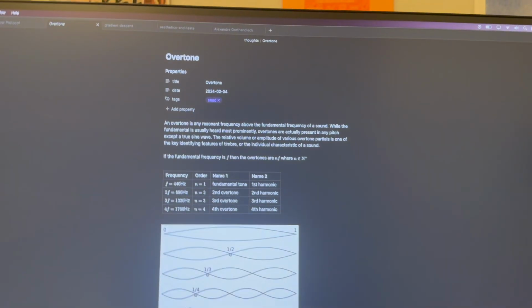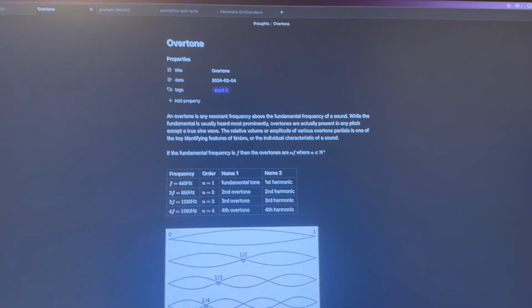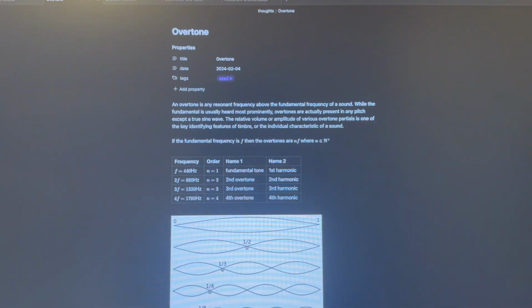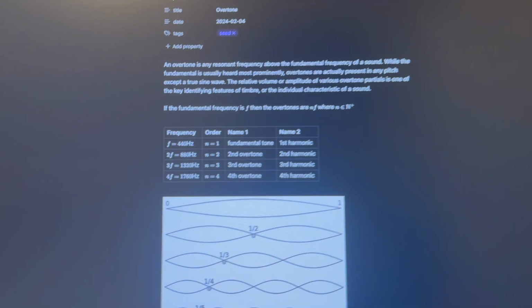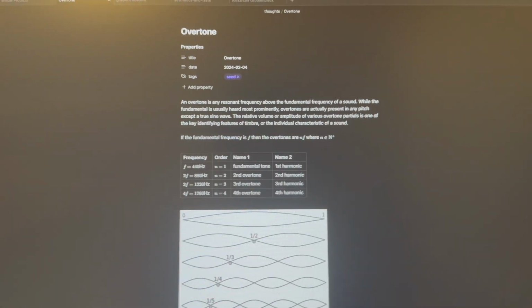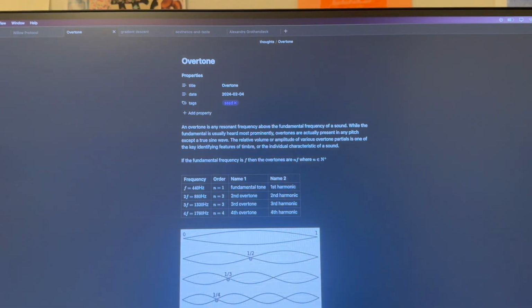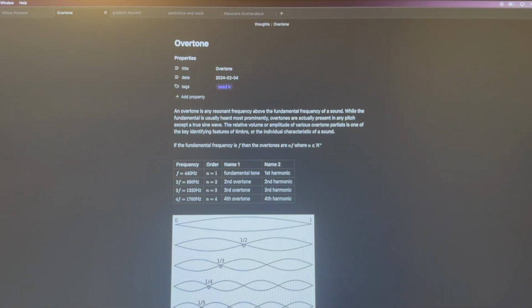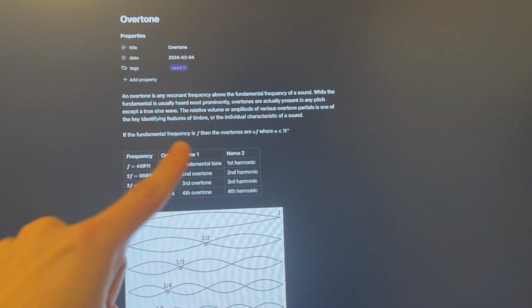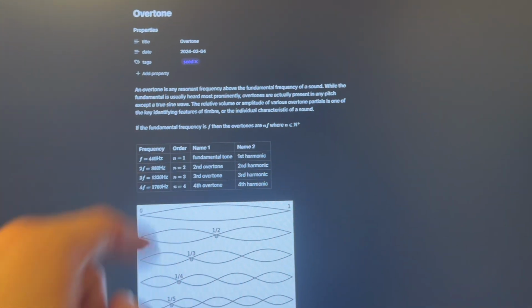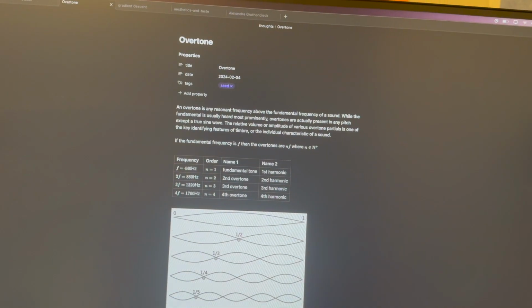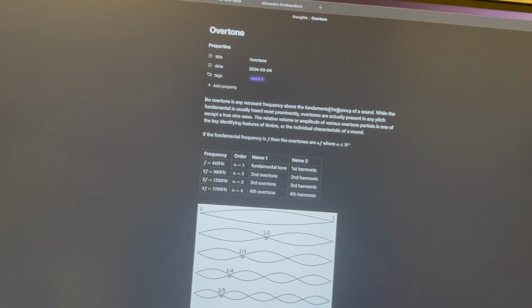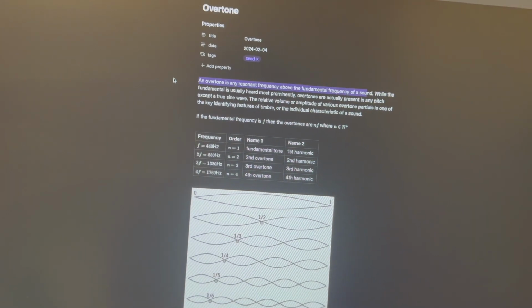So what we wanted to find out today is why certain sounds sound good, and why different instruments, even though they are playing the same note, can sound different. So we learned about this concept of overtones, which is pretty cool. It has a lot of really fun relations that we'll look at later. An overtone is a resonant frequency above the fundamental frequency of a sound, right?